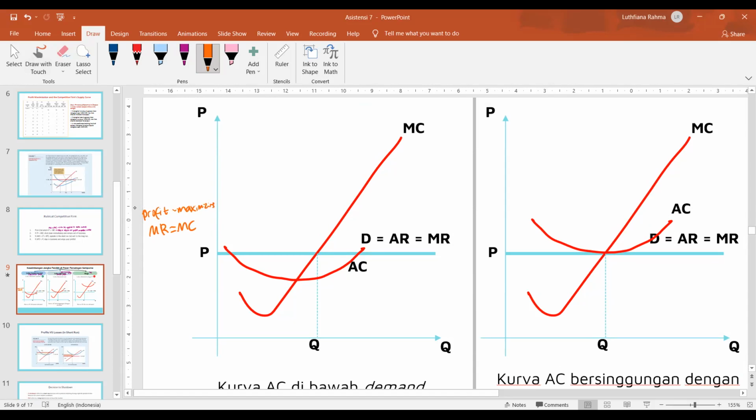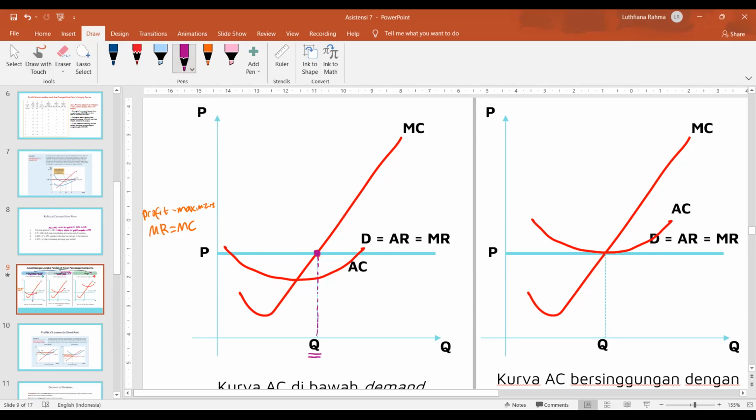So we have known that the firm should produce at marginal revenue equal to marginal cost. It would be at this point, because at this point the marginal revenue equals the marginal cost. So it is basically the intersection between the marginal revenue and the marginal cost. So we will produce at that point. We will find at this point how much the quantity is. This is the quantity.